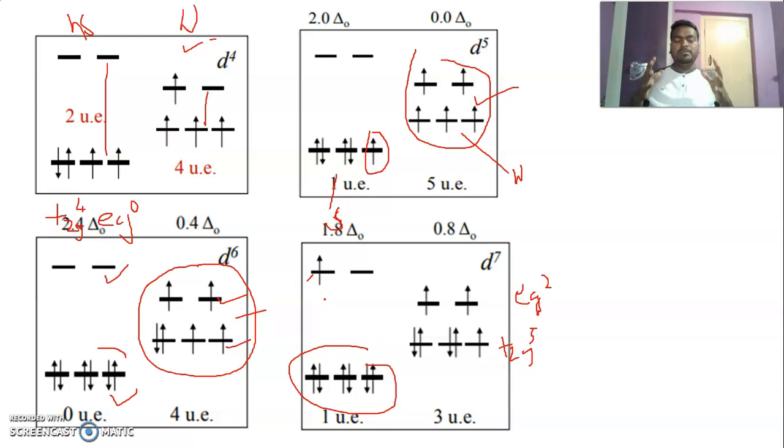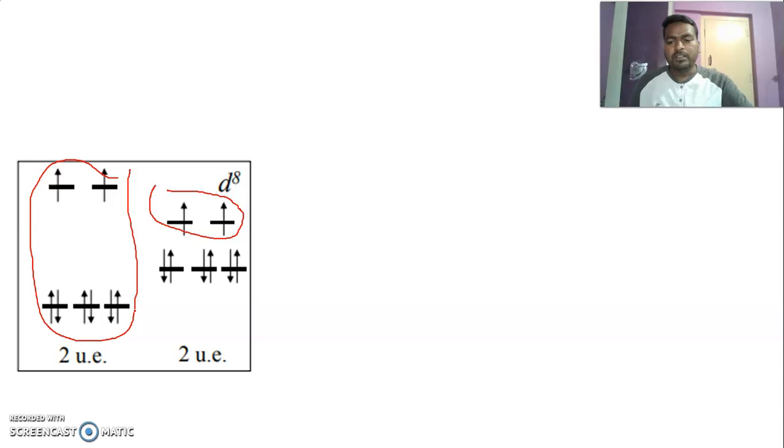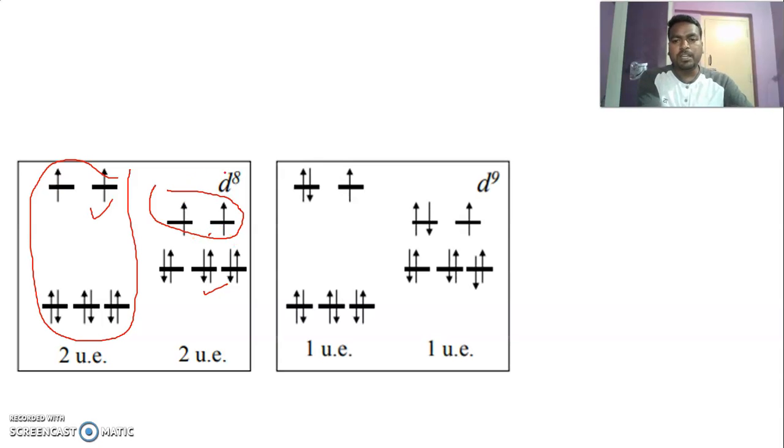So you must be able to identify the number of unpaired electrons just by looking at the complex. Identify the D system, whether it is D4, D5, D6 or D7. Identify the nature of ligand and write the number of unpaired electrons. So like this. In case of D8, you look at D8. In both the cases, the electronic configuration is the same. T2g6 Eg2 and here T2g6 Eg2. There is no question of high spin and low spin here.